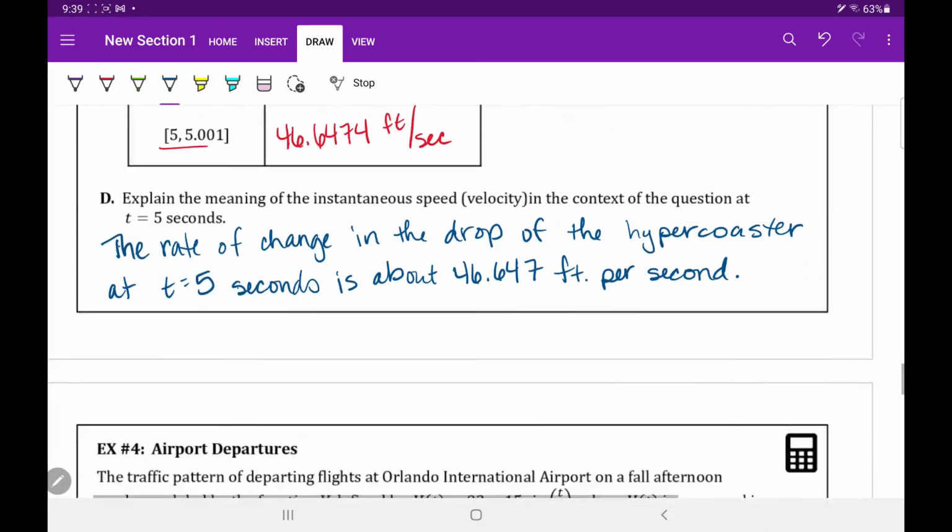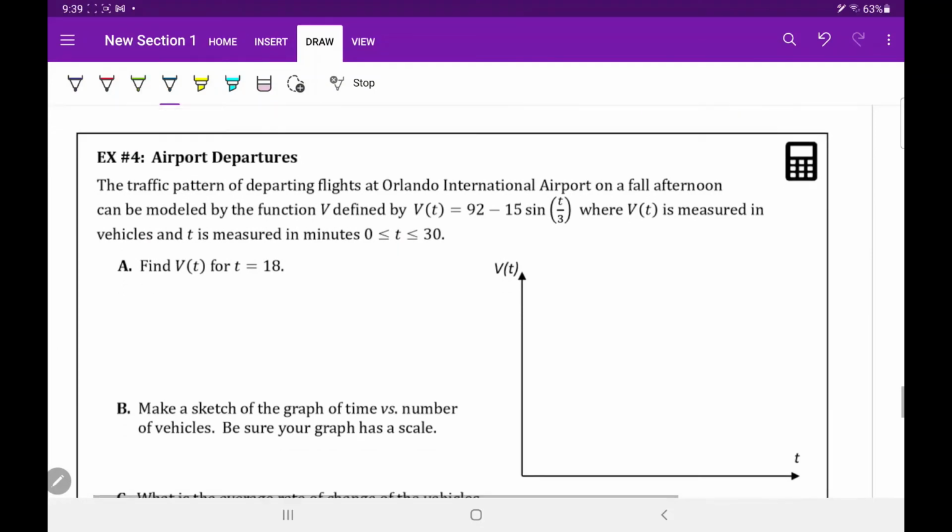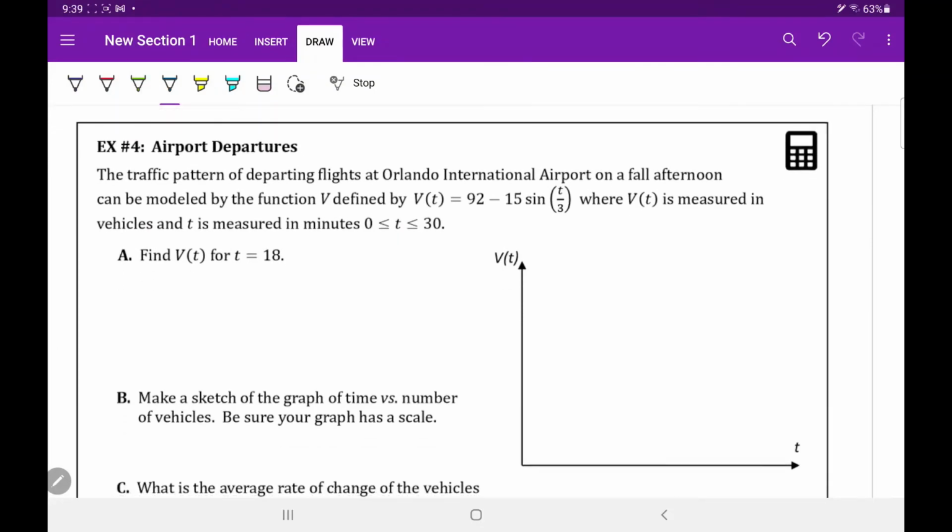Okay? Okay, one more page, airport departures. On this one, it's very similar to what we were doing. You're going to use that same formula. So I'm going to give you more of the information more quickly. And then there's only one other thing that's going to be different, is that we're going to make a sketch.